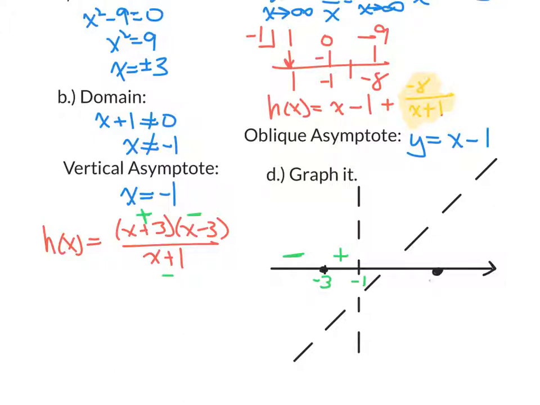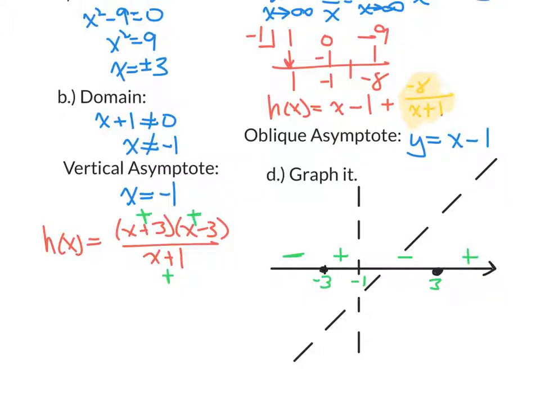Then in between negative 1 and 3, we pick a number like 0. 0 plus 3 is positive. 0 minus 3 is negative. 0 plus 1 is positive. The entire fraction now is negative. And finally, we pick something very large like a billion. A billion plus 3 is positive. A billion minus 3 is positive. A billion plus 1 is positive. So the entire fraction is positive. And this is enough to come up with our graph.